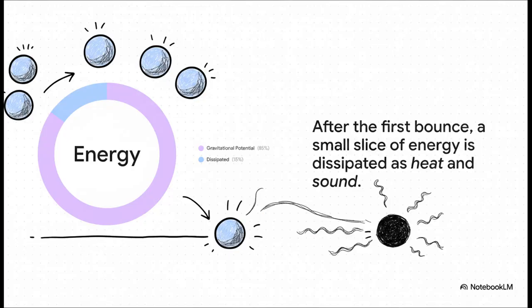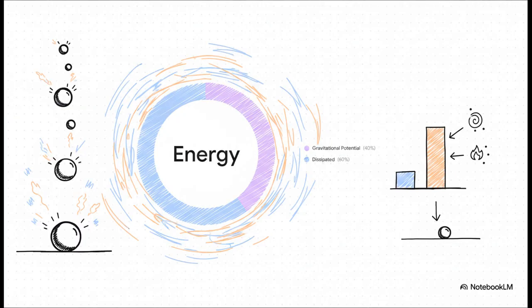Let's look at it this way. After that very first bounce, the ball shoots back up, and it gets most of its energy back as gravitational potential energy. But see that little slice of the pie? About 15% of that initial energy has been turned into heat and sound. That's energy that's not coming back for the next bounce, which is why the second bounce can never be as high.